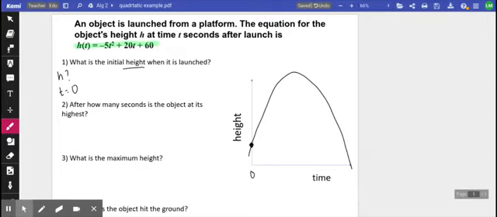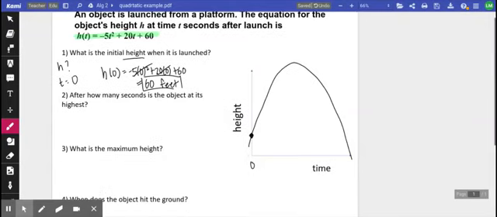If I do that, I get the height when the time is 0 seconds is equal to -5 times 0 squared plus 20 times 0 plus 60. Hey, that just equals 60. So my initial height is 60 feet. Don't forget your units there.